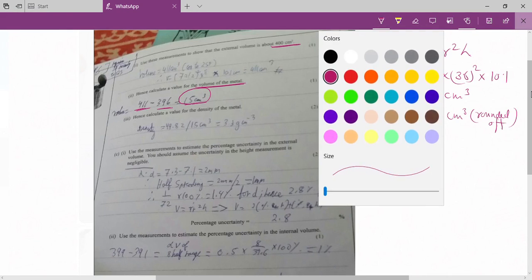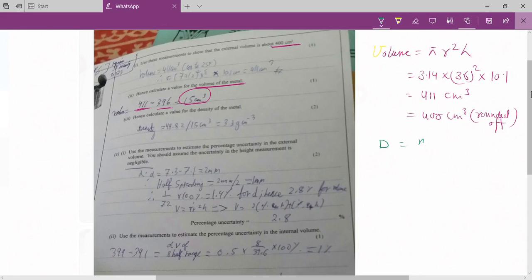Fundamentally, you know that density equals mass per unit volume. Mass is given as 4.982 into 10 to the power minus 2. If you would like to convert that into centimeter, it will be 49.82, divided by the volume that you had calculated over there. So that means it will be 15 over there. Then you can divide that.